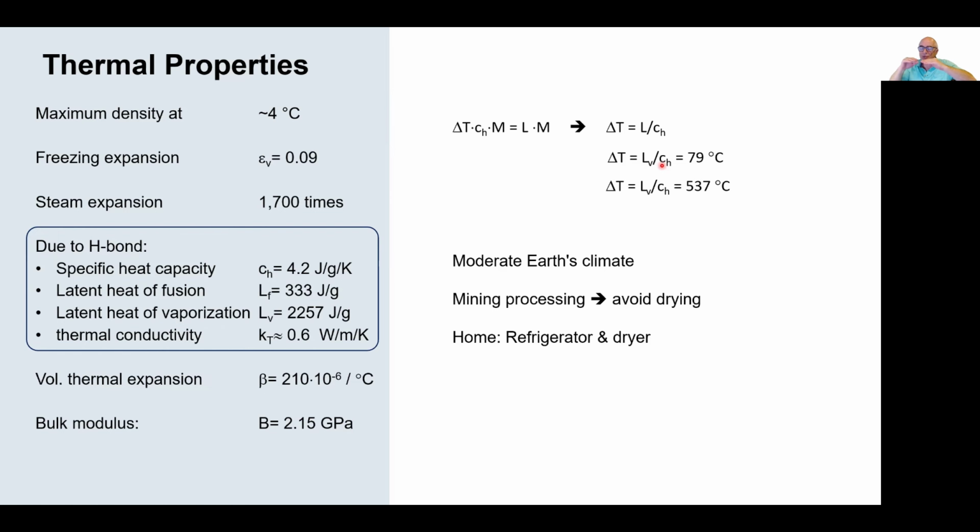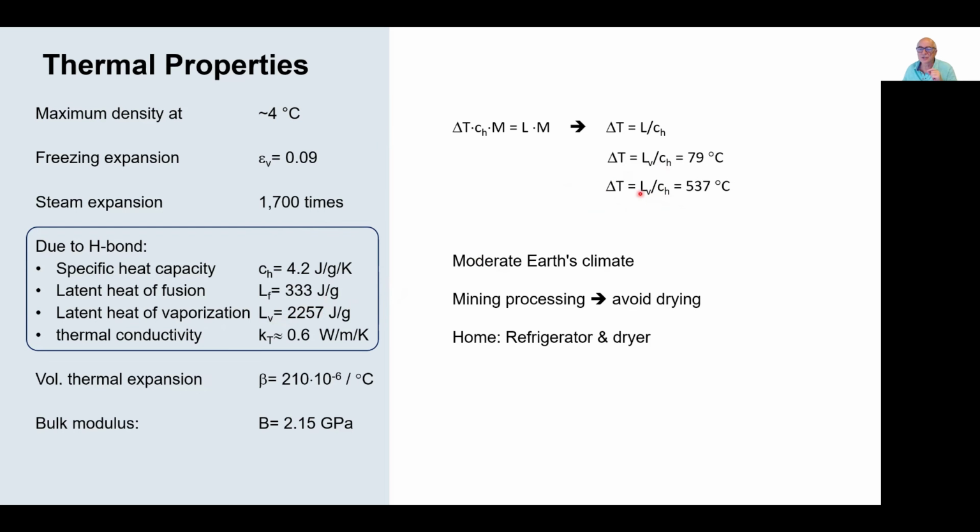No more energy, no more temperature change. From 0 degrees liquid to 0 degree solid, we have invested the same amount of energy as to increase the temperature of water from 0 to 79 degrees. Huge. But it's even greater to vaporize water.